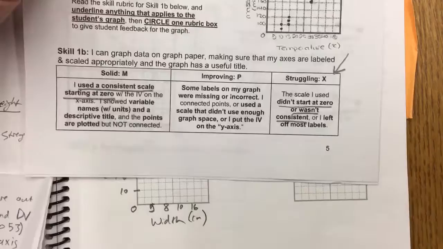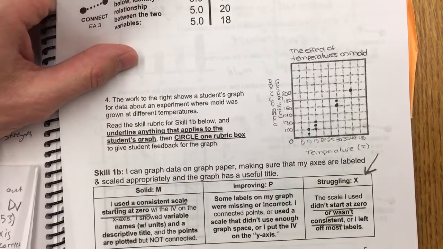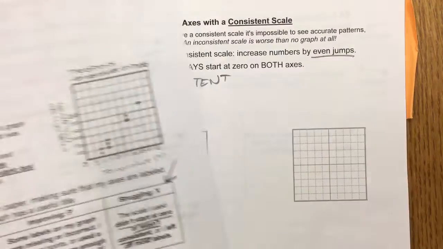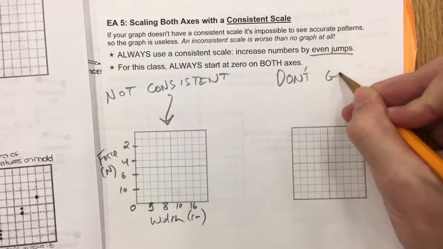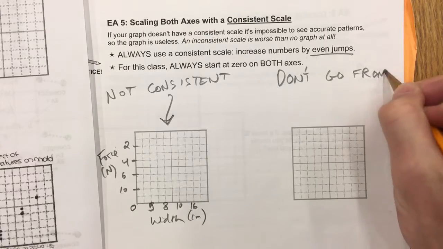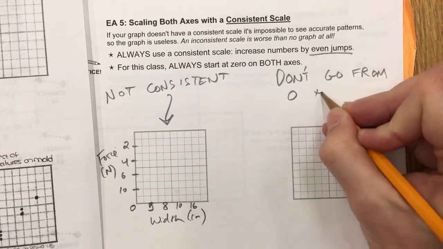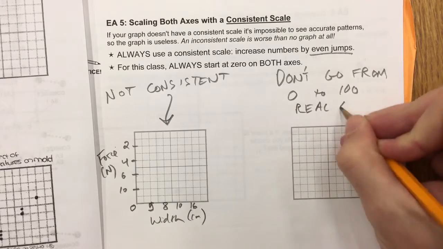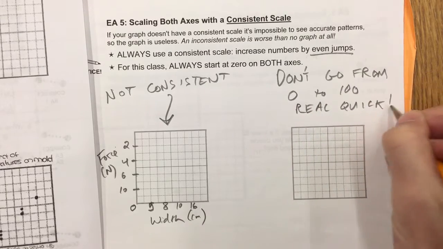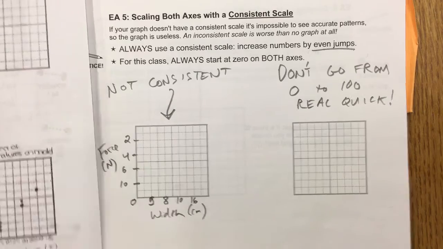So we're actually going to include this precise graph as an example in our notes as well, because we want to make sure that we don't go from 0 to 100 real quick. Exclamation point. Make sure that you don't make that mistake.